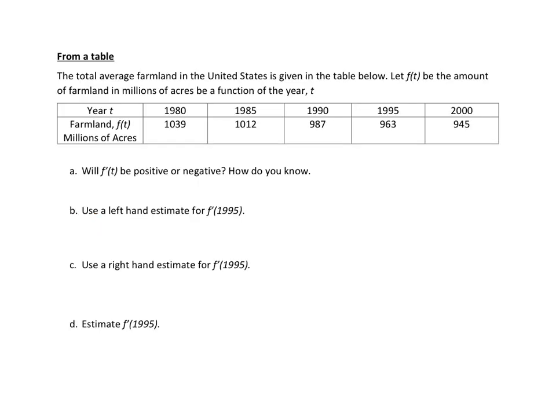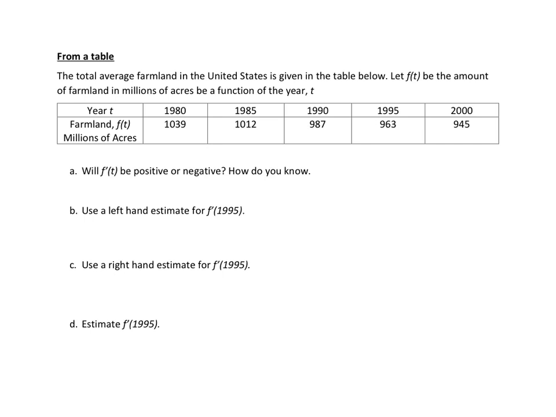Alright, so we've looked at it from a graph, and now let's look at it from a table. So what we want to do is find the slope around very small intervals. Well, if we have a table, we don't have small intervals, but what we can do is some things to estimate what we think the derivative might be.